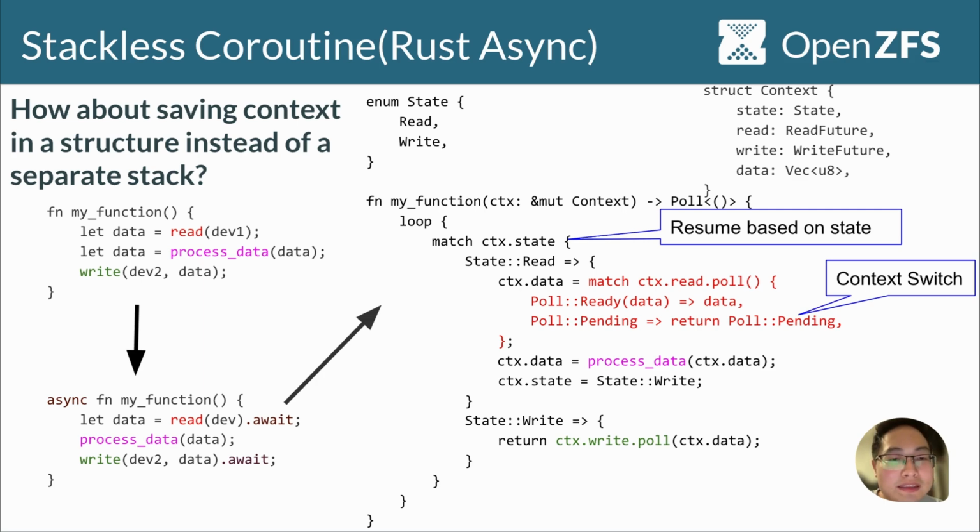After the read is completed, this task will be woken up. When we want to resume the task, we first check its state, and the state is read. Since the state is read, we should continue the work we left. And then the read is processed, and we can set the state to write. Then we can execute the write future like the read.